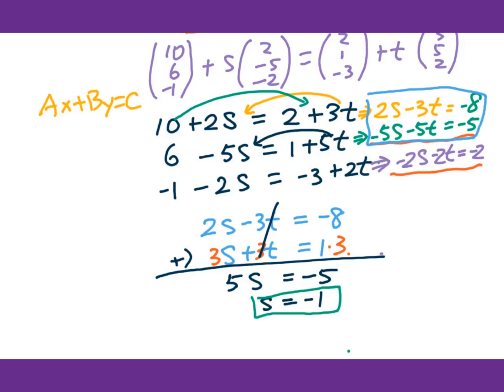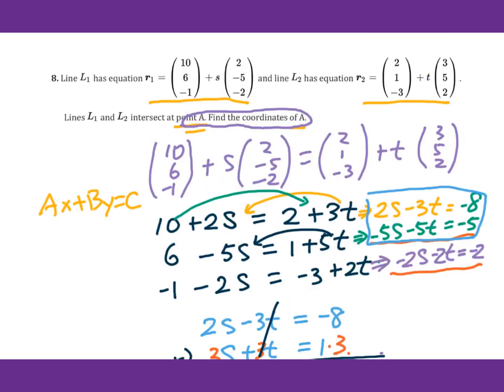So you need to plug s equals negative 1 into the equation. That is this one. This s equals negative 1. So we plug in here. You will get 10 minus 2, 6 plus 5, negative 1 plus 2. Your answer will be 8, 11, and 1.